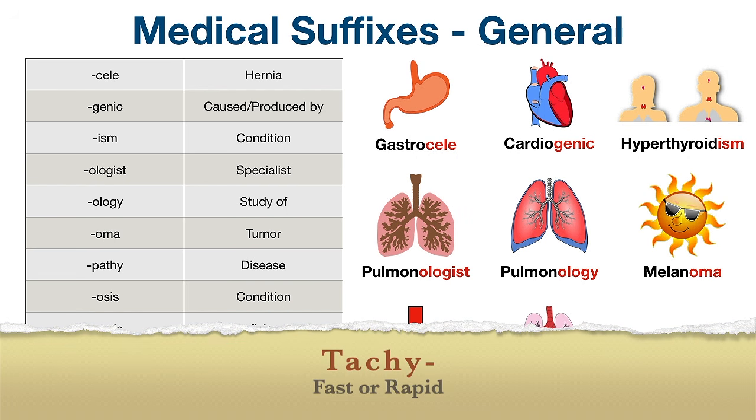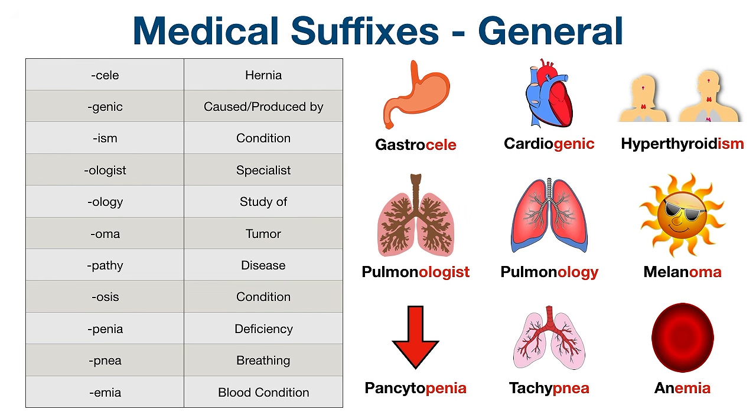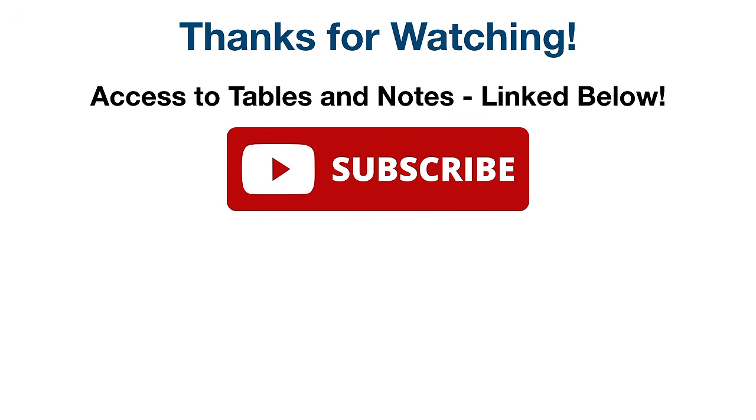We learned in the prefix video that tachy means fast or rapid, so tachypnea is fast or rapid breathing. Finally, we have emia, which means blood or a condition that relates to blood. You can think of anemia, which is a condition marked by a deficiency of red blood cells or hemoglobin in the blood. Hopefully this helped you better understand medical terminology and suffixes.